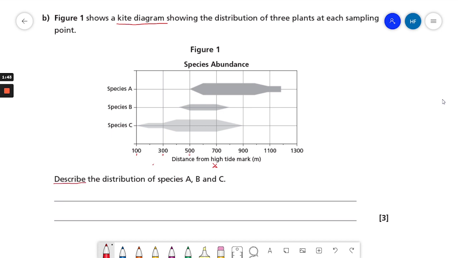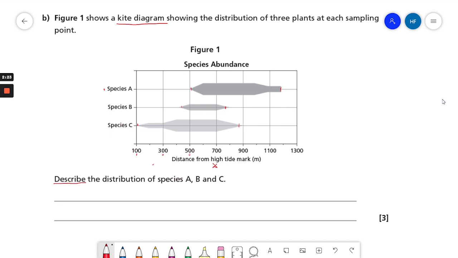Now we need to say which species is found where along the transect. So we can see from this kite diagram that species A up here is actually found furthest from the sea, because this is the high tide mark, this is the distance from the high tide mark. So we could say that species A is actually found furthest away from the high tide mark, or from the sea, whereas species C, which is shown here, is found closest to the sea, and species B, which is shown here, between those points, is sort of in between.